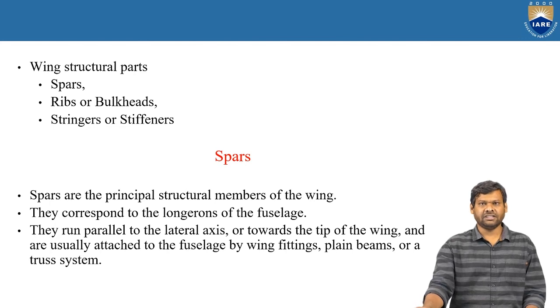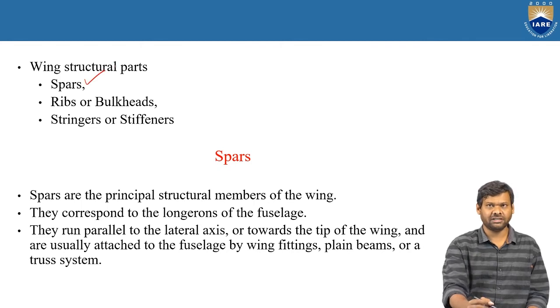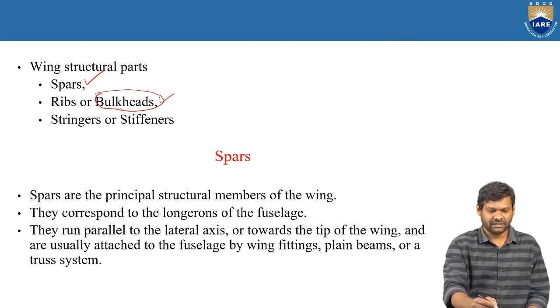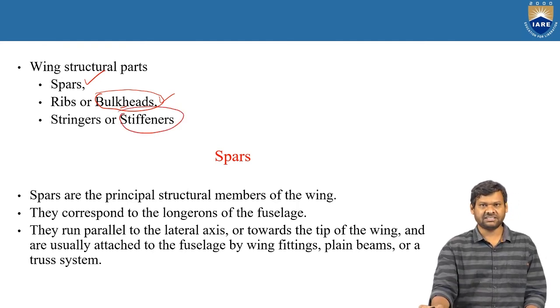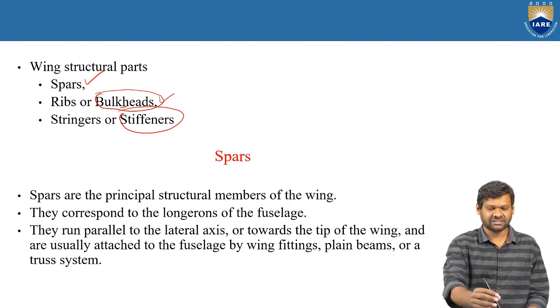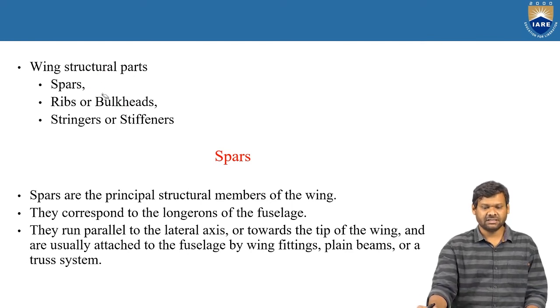Okay, when you look into the wing structural parts, we have spars. Already I have shown you in the diagram. Ribs or bulkheads. Bulkheads is a common name taken from the fuselage section. Stringers or stiffeners, which is similar to the stiffeners in a fuselage. Already I have discussed the function of these things. And next, coming to the spars.